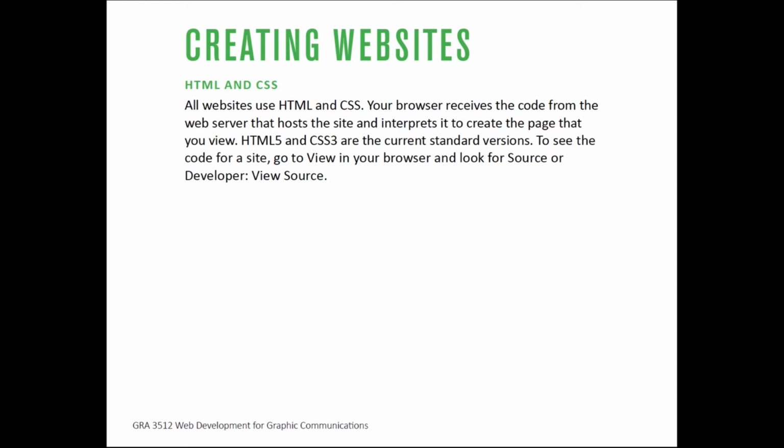Creating websites: all websites use HTML and CSS, and we will be learning more about that in the next module. So your browser receives the code from the web server that hosts the site, and it interprets it to create what you are viewing on your browser. HTML5 and CSS3 are current standard versions. If you want to see the code for a site, you can go to View in your browser and look for the source or developer and select View Source.